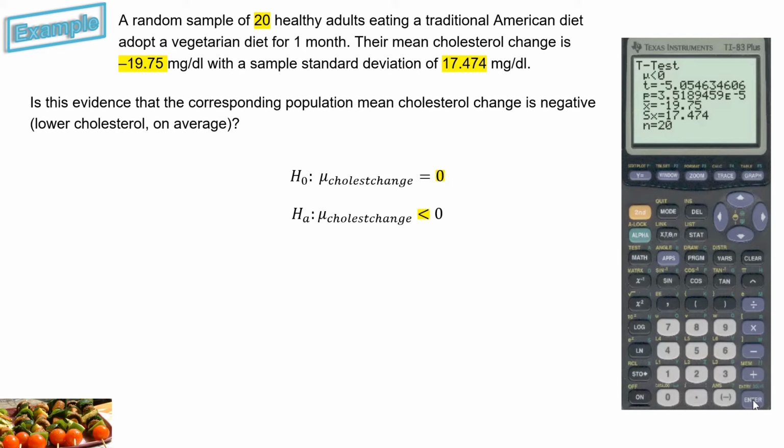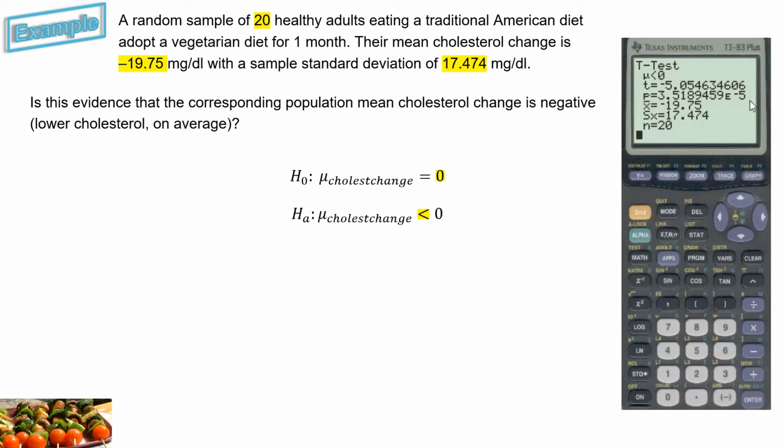First, we have our alternative hypothesis repeated to us, mu less than 0. Then we have a value t, that's our test statistic. It's negative 5.05. And then a value p, that's our p-value. It says 3.5 e negative 5. Remember that a p-value is a probability. It will always be a number between 0 and 1.